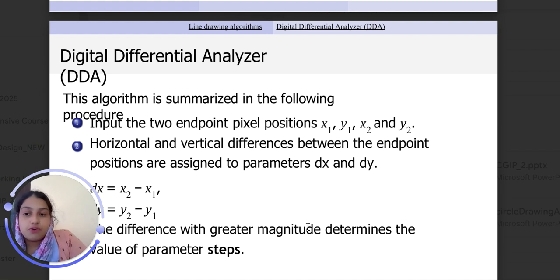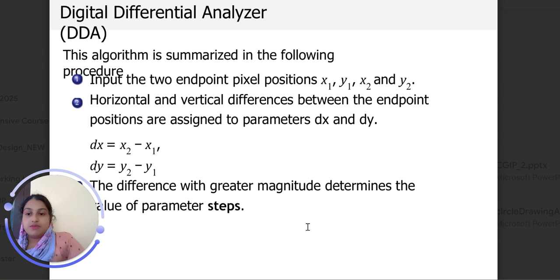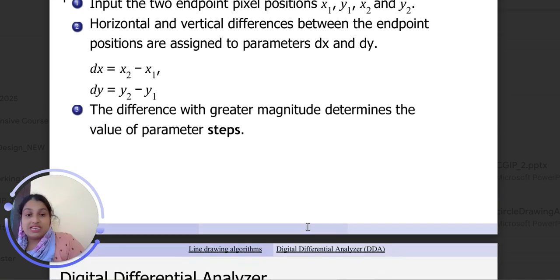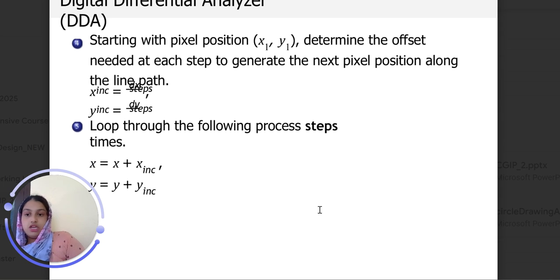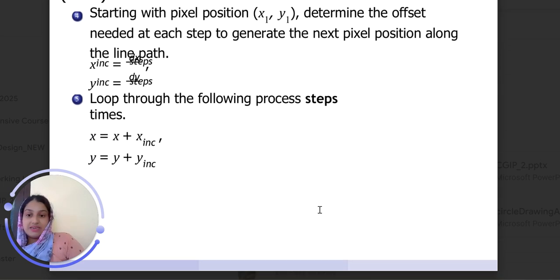Now this algorithm is summarized in the following procedure. Input the two endpoint pixel positions x1, y1, x2, y2. The horizontal and vertical differences between the endpoint positions are assigned to parameters dx and dy, where dx is x2 minus x1, and dy is y2 minus y1. The difference with greater magnitude determines the value of parameter steps. Starting with pixel position x1, y1, we determine the offset needed at each step to generate the next pixel position along the line path. Now loop through the following process steps times.